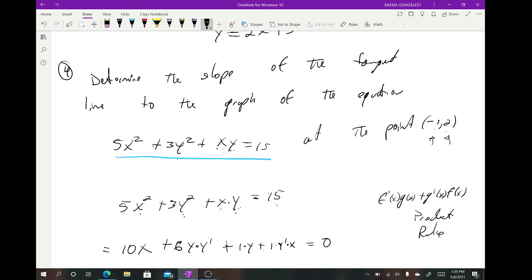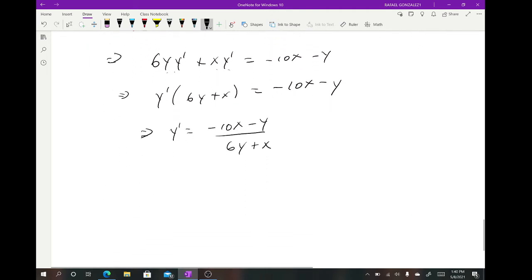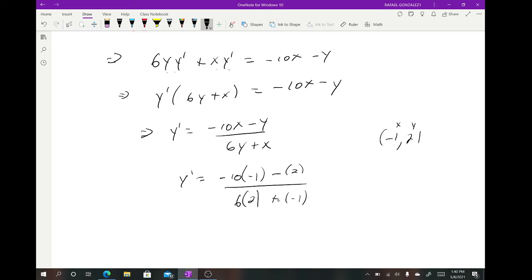And now we have to write, well, we were just told to determine the slope of the tangent line. We could actually find the tangent line as well if we wanted to. So to get the slope, we just have to plug in our x and y into the derivative. There was a point, negative 1 and 2, that was given. So I'll just plug in negative 1 for x and 2 for y. So I'm going to have negative 10 times negative 1 minus 2, divided by 6 times 2 plus negative 1.